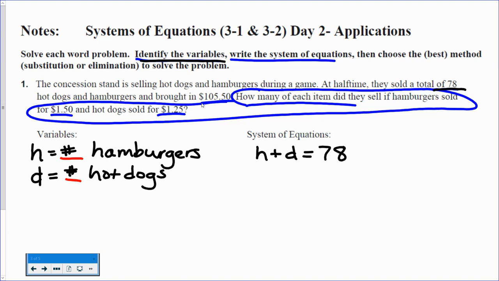Now I need to use a second equation, so I'll take a look at the information I haven't used yet. I know they brought in that much money, and I can't just write H plus D equals $105.50, because these aren't the amount of money, it's how many there are. So I have to use the money in this equation as well. Okay, so it's $1.50 for the hamburger. So $1.50 for every hamburger H they sold, plus $1.25 for every hot dog they sold, would give a total of $105.50.